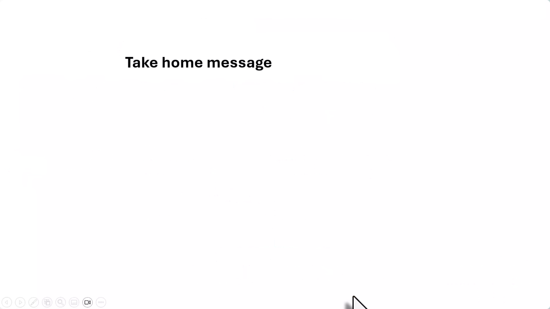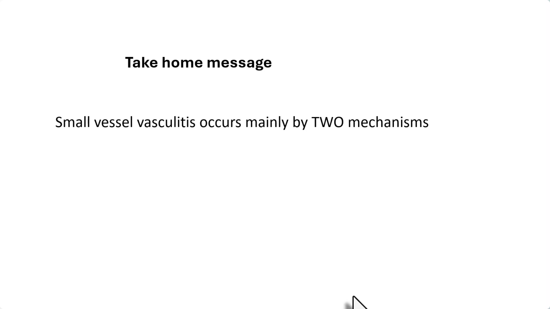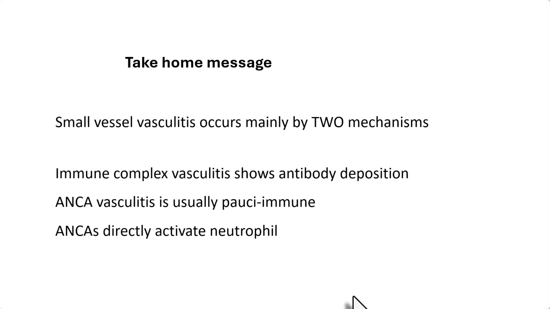So, with this, I think I have completed the topic on vasculitis, a very short topic where we tried to understand the concept behind the classification of small vessel vasculitis and also the pathogenic mechanisms. So, just remember the small vessel vasculitis occurs mainly by two mechanisms. One is immune complex vasculitis, another is ANCA vasculitis. Immune complex shows antibody deposition. ANCA is usually Pauci-immune and activates neutrophils, right? So with that, I complete the topic on small vessel vasculitis.